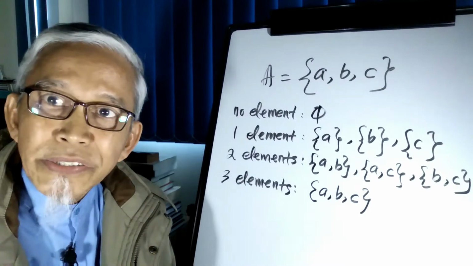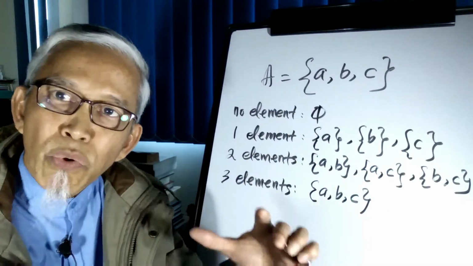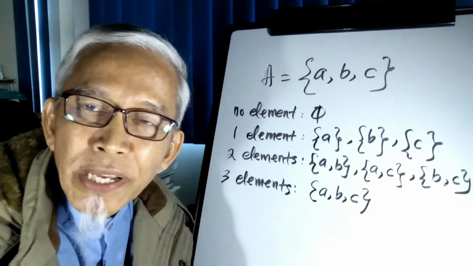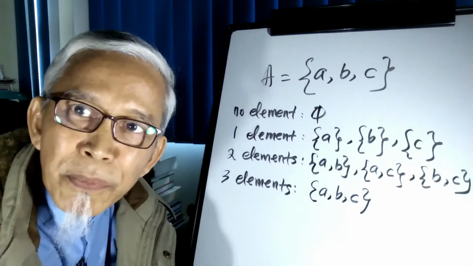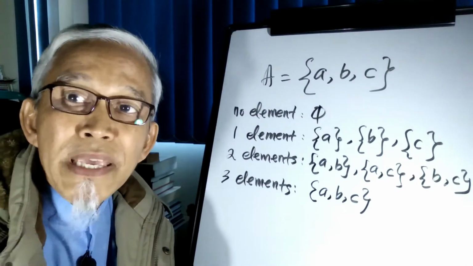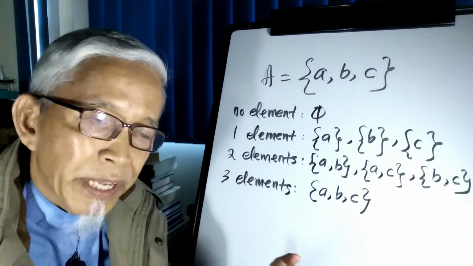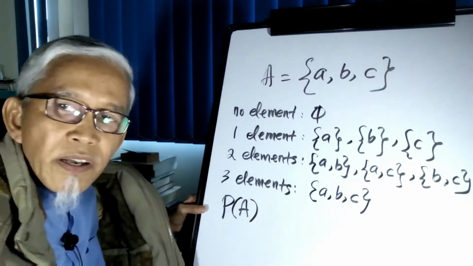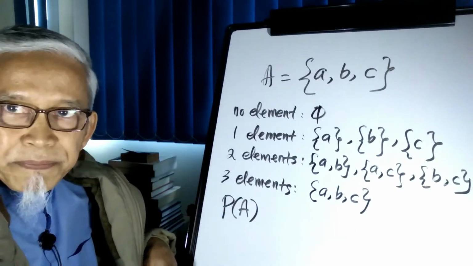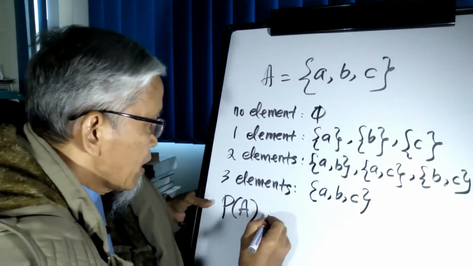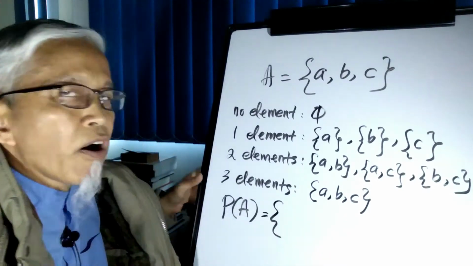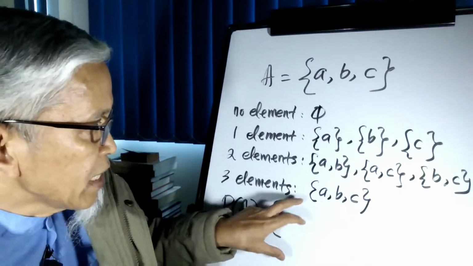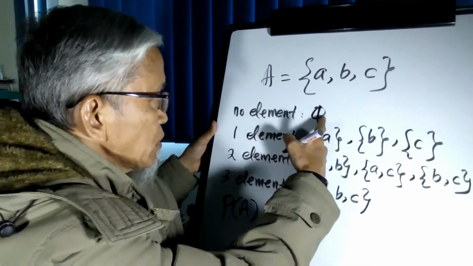Now we want to write all these subsets in one big set that we call the power set. How do we write the symbol for the power set? We use capital P and then A in brackets, P(A), to represent the power set of A. The power set of A is equal to the set of all subsets of A. All of these put in this set will be our power set. The first one is the empty set.